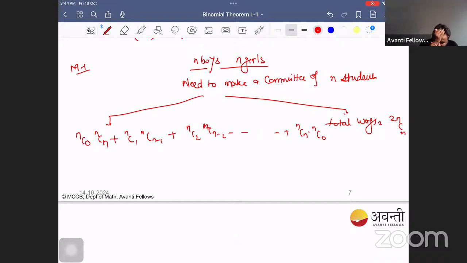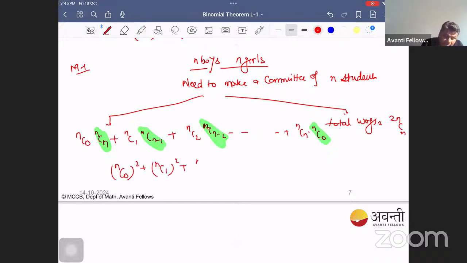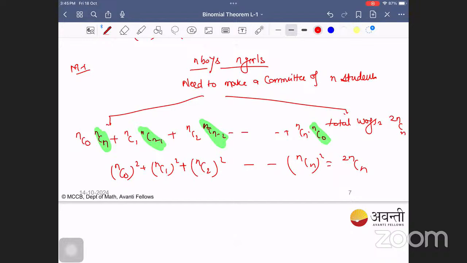Am I correct? Yes, sir. Now, if you realize, this nCn is basically nC0, this nC(n-1) is nC1, this nC(n-2) is nC2, and this nC0 is nCn. So this is basically nC0 square plus nC1 square plus nC2 square and so on, nCn square. That is 2nCn. Am I correct? Yes, sir. So this is one way of doing it.